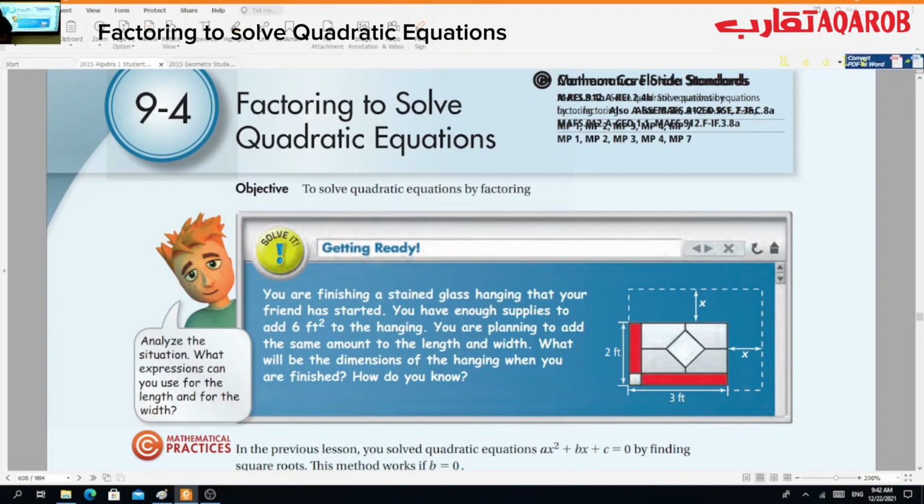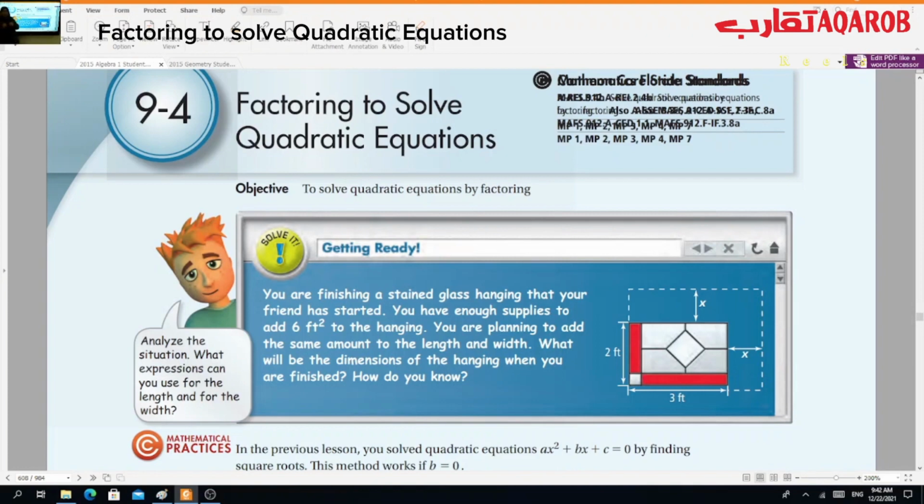We solved quadratic equations, if you remember, by graphing, and we solved a quadratic equation that has b equals 0. So there is no middle term. It has a standard form, which is ax squared plus c equals 0. So we solve this type.